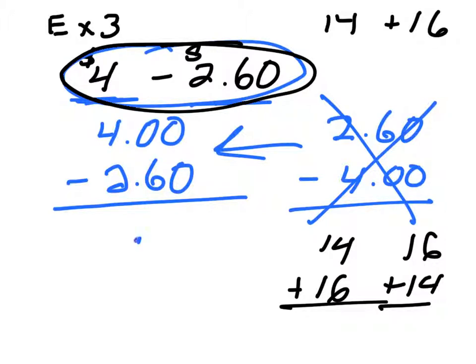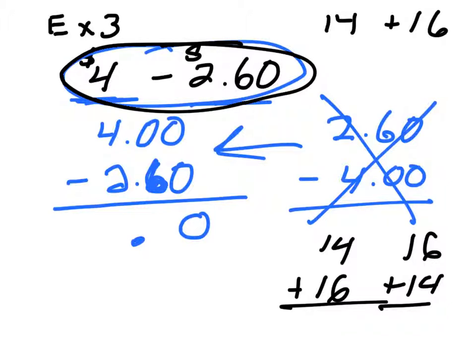So I'm going to move my decimal straight down. Let's see, 0 minus 0 is 0. Now I've got a little problem here. I cannot take 6 away from nothing. If you don't have any money and somebody comes up to you in the hallway and says, hey, could I borrow $3 from you, or in this case $6? Well, if you don't have any money, you can't do it, right? So we need to borrow.